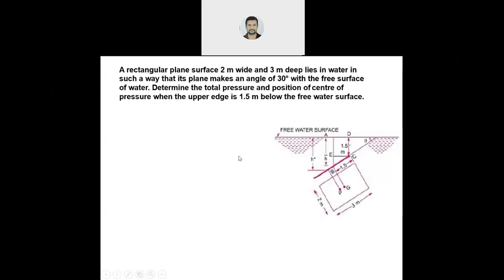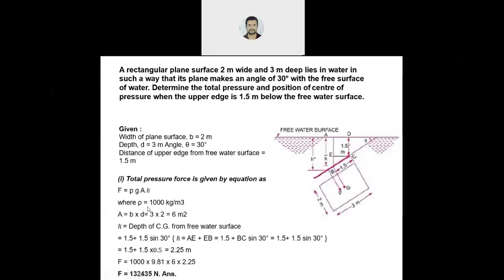Now how will you proceed? You have to find the force. How will you find the force? Rho g A into h bar. How will you find h bar? It is y bar into sine theta. Correct. Now how to find it? See, area will be how much? It is a rectangle, you know, 2 into 3. Next, h bar. How much will h bar be?